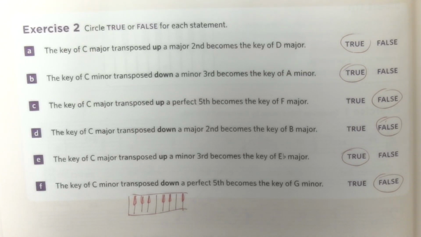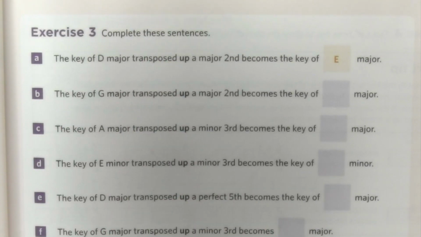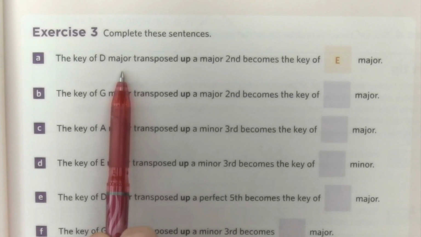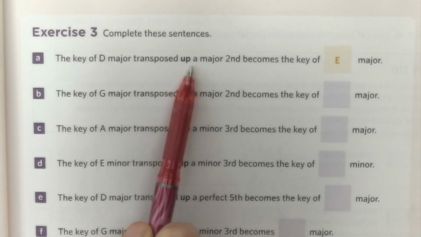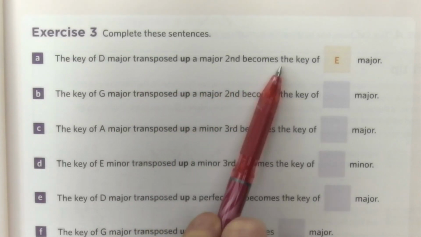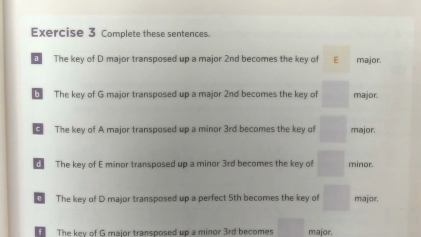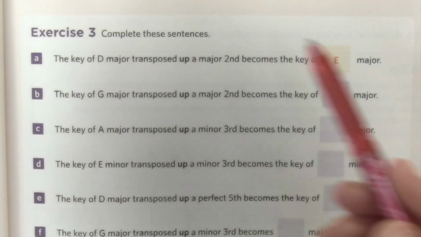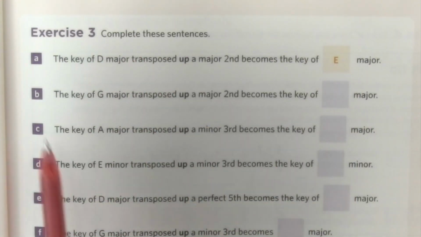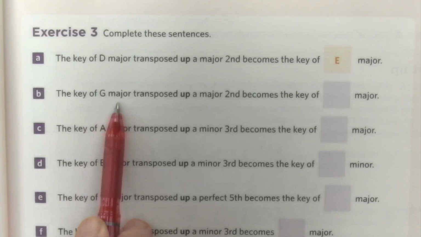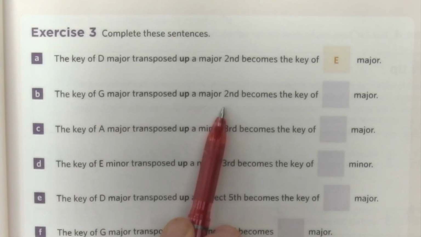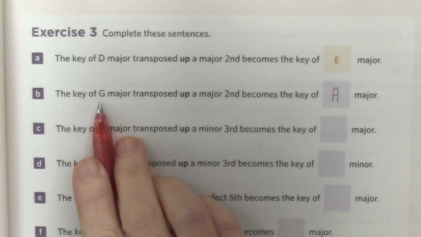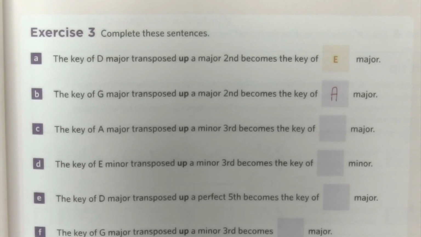Let's move on to exercise 3. We need to complete the sentences. The key of D major transposed up a major second becomes the key of E major. So D major, D, a major second up is just E. Perfect. G major, up a major second, becomes A major because it's just 2 semitones above.